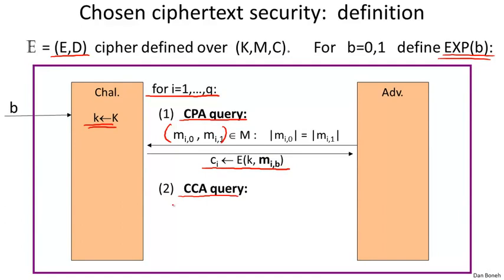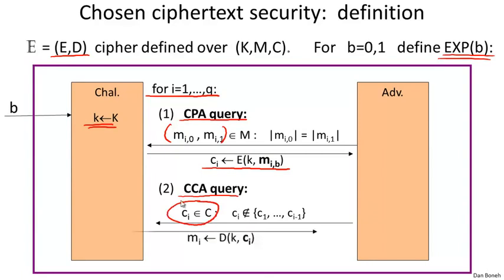The second type of query is the more interesting one. This is where the adversary submits an arbitrary ciphertext of his choice, and what he gets back is the decryption of that ciphertext. So you notice the adversary is allowed to decrypt arbitrary ciphertext of his choice. The only restriction is that the ciphertext is not one of the ciphertexts that were obtained as a result of a CPA query. And of course, this wouldn't be fair otherwise, because the attacker can simply take one ciphertext that was obtained from a CPA query.